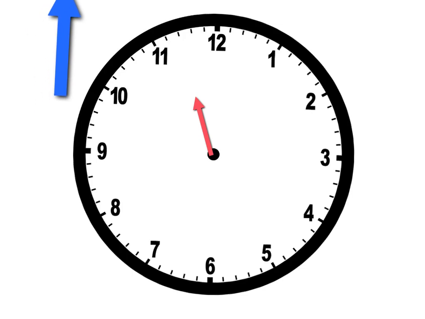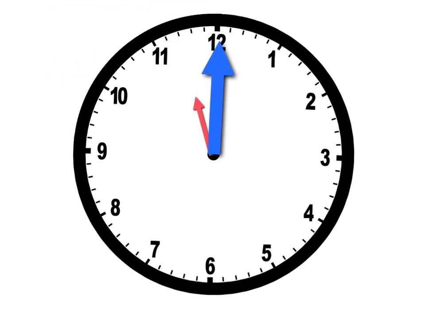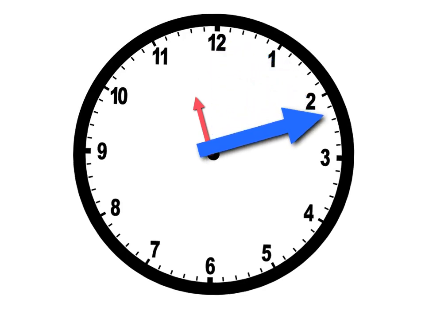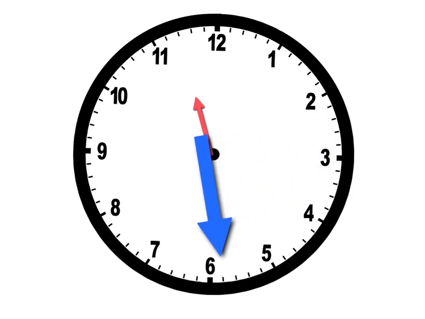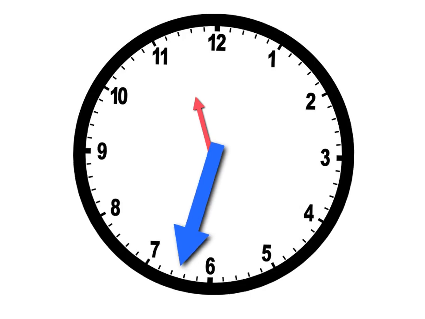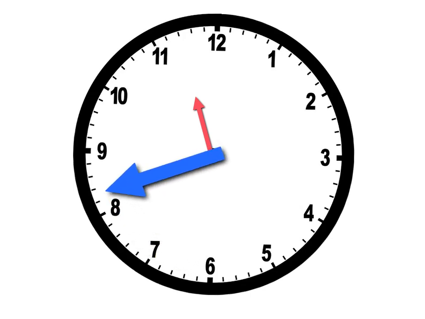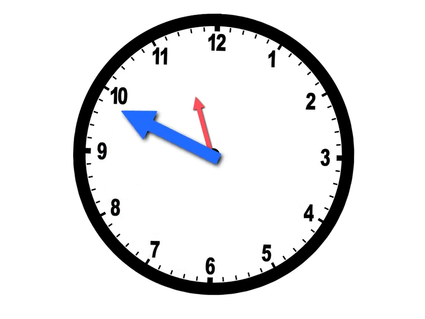Okay, what's this funny looking hand? It's a longer hand, isn't it, than the hour hand? Well, this long hand is known as the minutes hand. So this minute hand tells us how many minutes have passed the hour. It moves around the clock a little bit faster, well, quite a bit faster, than the hour hand. It moves around once every hour.